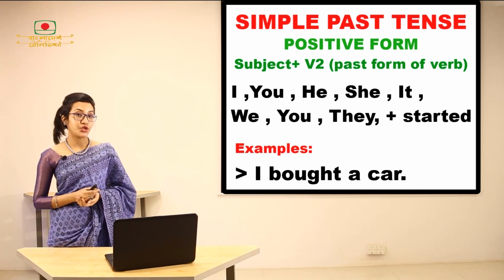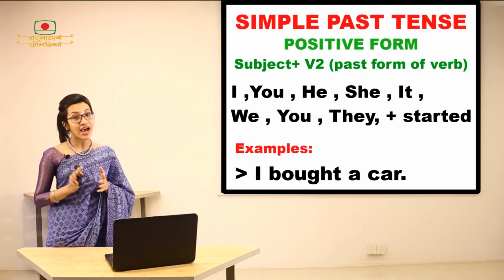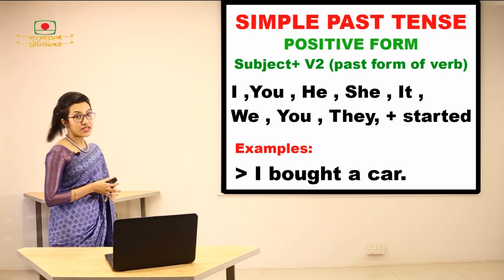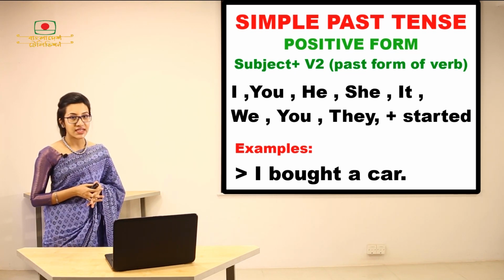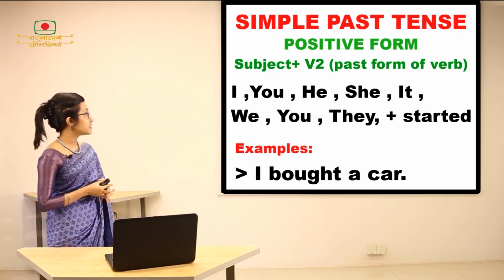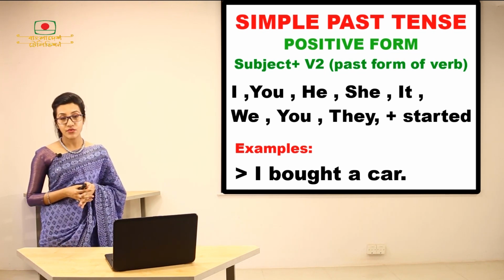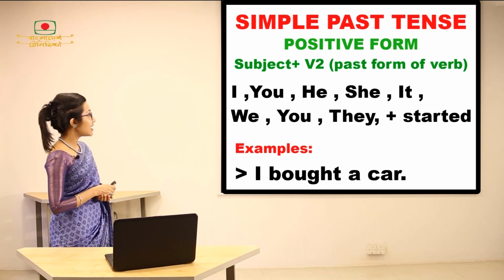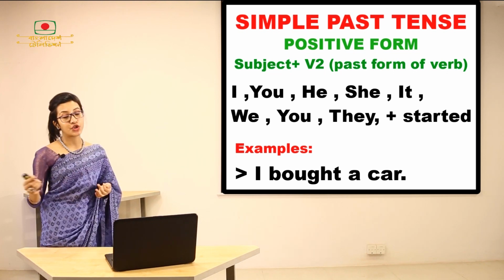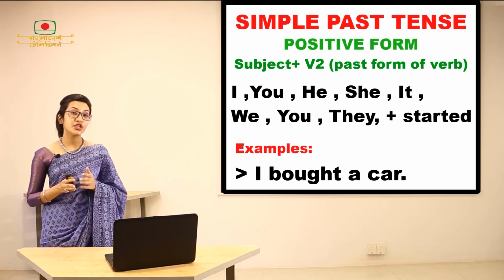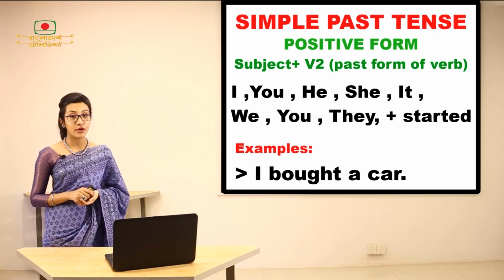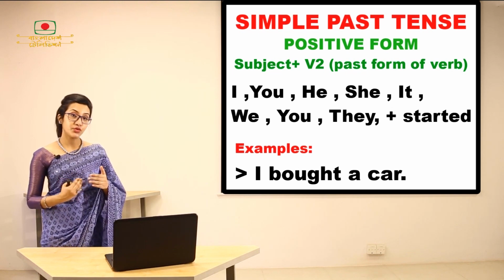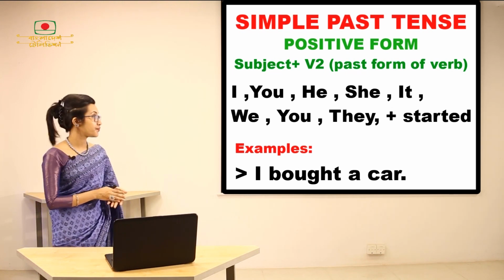Now this is the structure that we are going to follow when we have an action verb in simple past tense. In the positive form, we have used the subject and then V2. So what does V2 refer to here? V2 refers to the past form of the verb. For example, I started, I bought a car. We know that bought is the past form of the main verb buy. Why have we used bought here? Because it is referring to an action that happened before now.